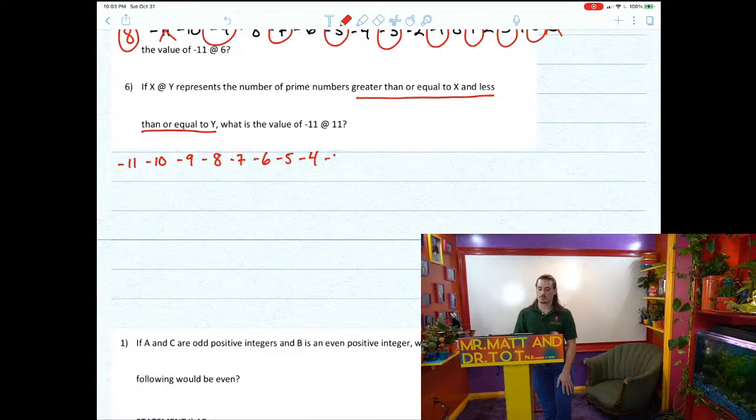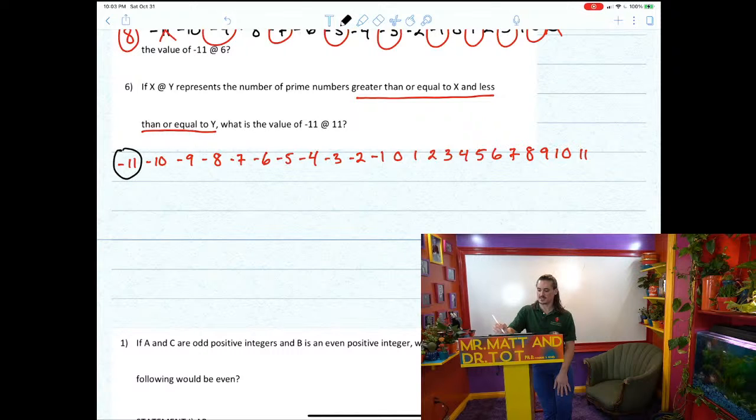And now we're looking for the prime numbers. Negative 11 is prime. Negative 10 is not, negative 9 is not, negative 8 is not, negative 7 is prime, negative 6 is not prime, negative 5 is prime, negative 4 is not prime, negative 3 is prime, negative 2 is prime, negative 1, 0, and positive 1 are not prime, positive 2, positive 3, positive 5, positive 7, and positive 11 are all prime numbers. So that's going to be 1, 2, 3, 4, 5, 6, 7, 8, 9, 10.